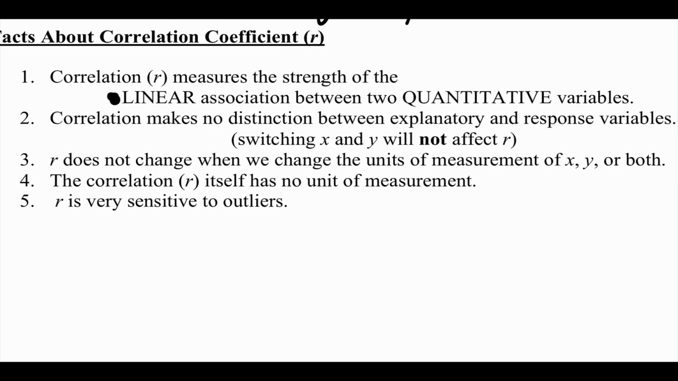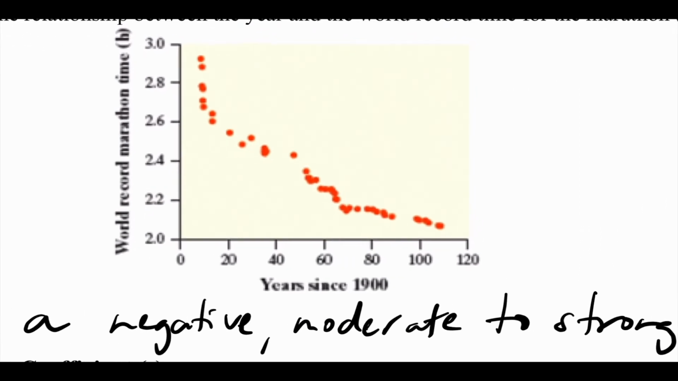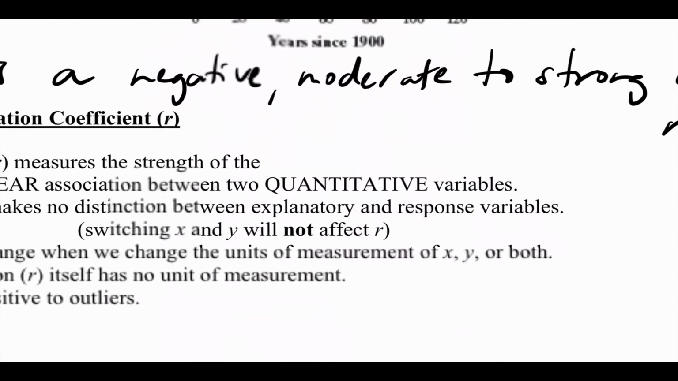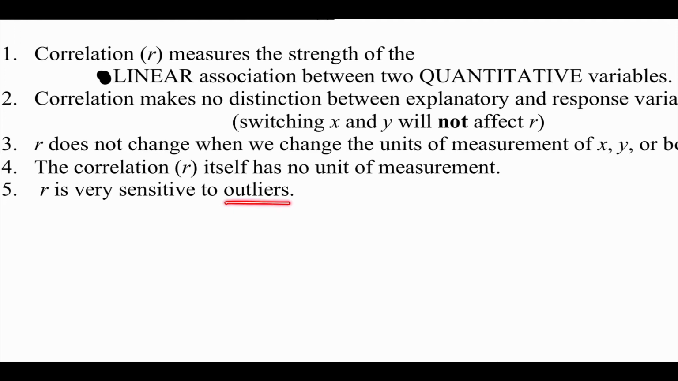R does not change when we change the units of measure. So for example, instead of years, let's say I change this to months. R would still stay the same. So it doesn't change with units. Okay, but it does change with outliers, right?